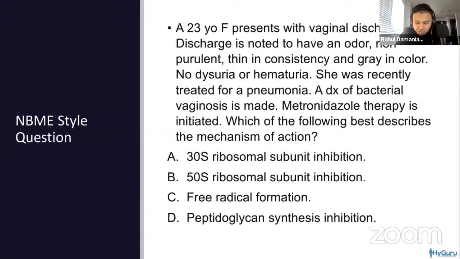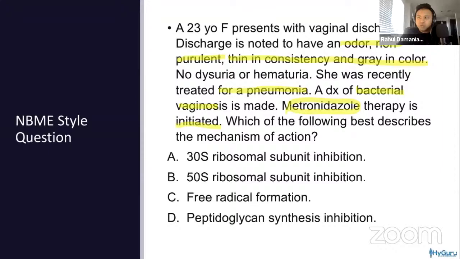Discharge is noted to have an odor, non-purulent, thin in consistency, and gray in color. You have no dysuria or hematuria. She was recently treated for pneumonia. A diagnosis of bacterial vaginosis is made, and metronidazole therapy is initiated. Which of the following best describes the mechanism of action of metronidazole?